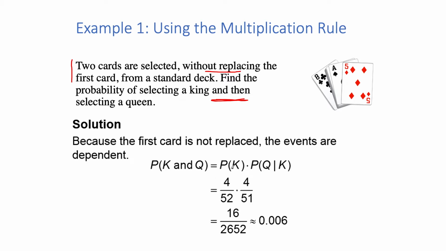So if I think about the probability of getting a king from a standard deck, when I go to pick the king, there are all 52 cards still left in the deck, all 4 kings still left in the deck.